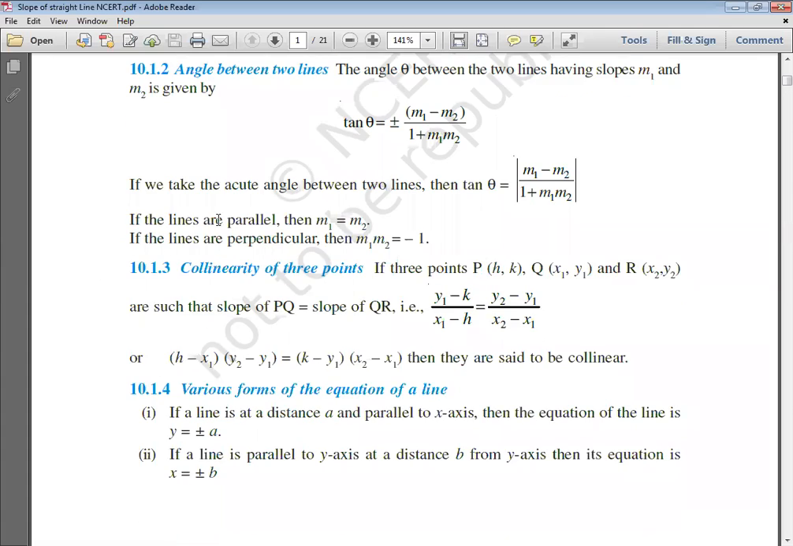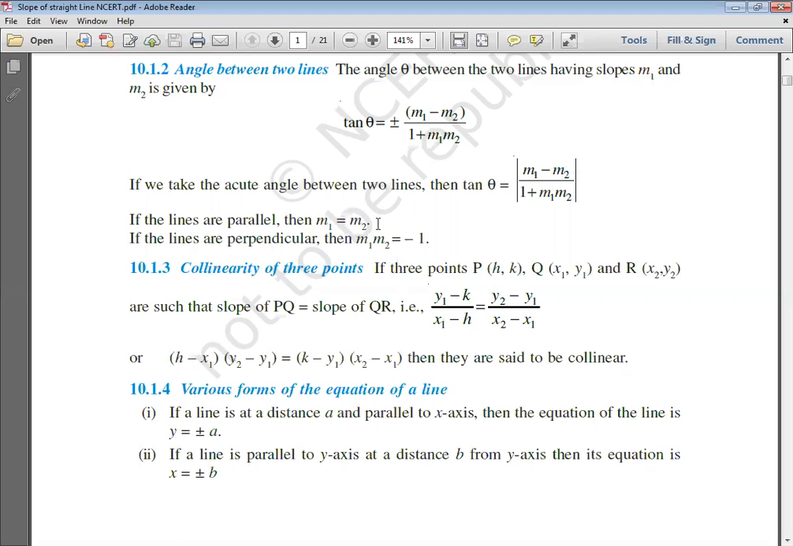Now, two very important conditions are here immediately after this formula. If the lines are parallel, then m1 is equal to m2, that means the slopes of the lines are equal. If the lines are parallel, their slopes are equal. This is a very important condition, which can be called the condition of parallelism. When two lines are parallel, we must have m1 equal to m2. That means their slopes are equal.